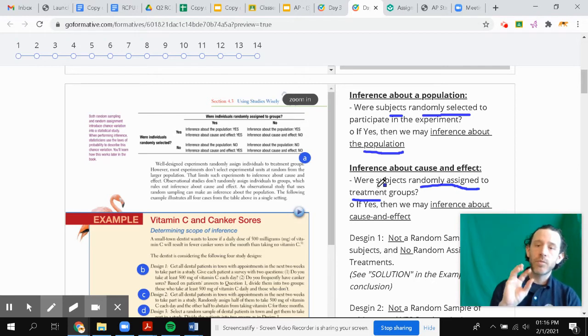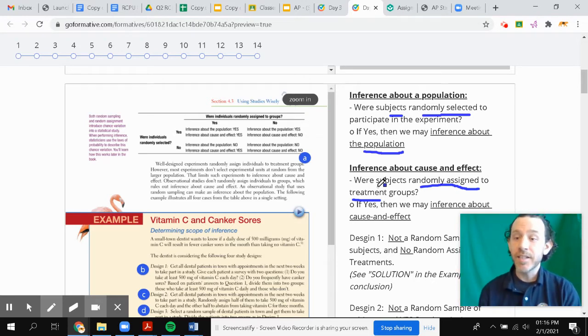If we have treatments that we are randomly assigning to our subjects, that's an experiment, and we can then make a cause and effect conclusion. This chart here gives you the yes with random assigned groups and yes with random selection. The top part is the treatments part. The side is the sample part. Yes, yes, you can say inference to population and cause and effect. That's how to read that chart.